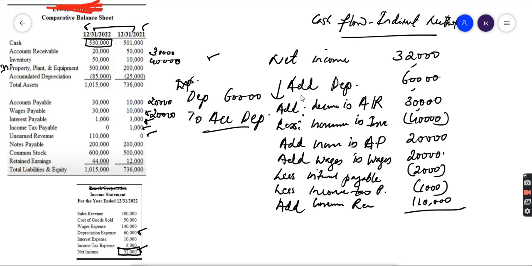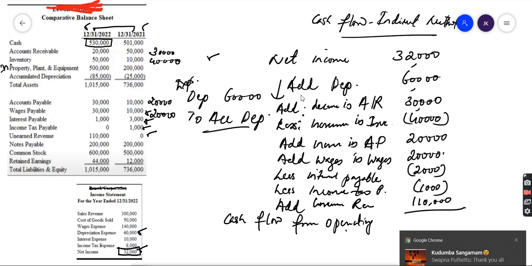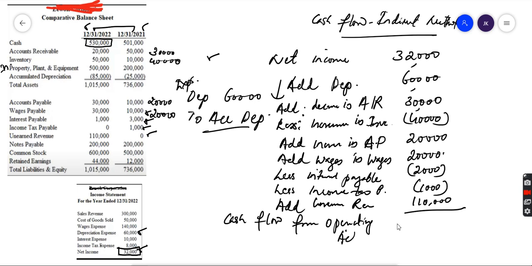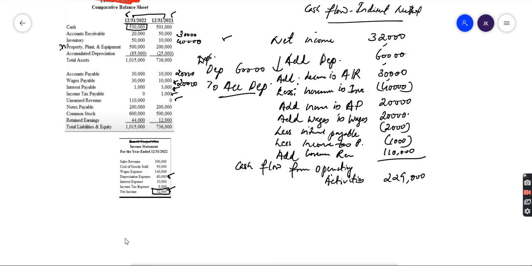So cash flow from operating activities has been 229,000. Fair enough. That has been 229,000. So we have to have the cash flow from investing. Next, cash flow from investing we have to do.